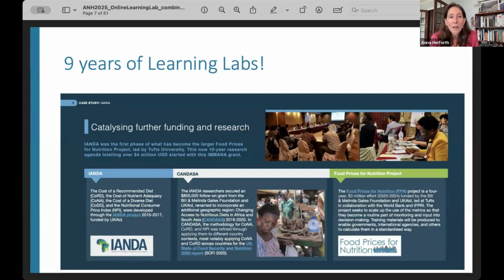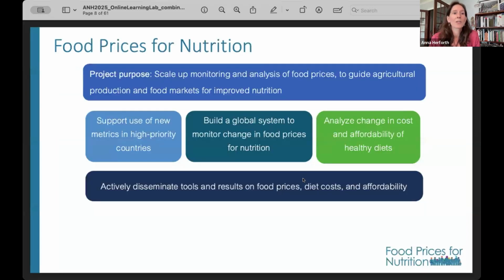From that grew a next phase, another grant of Kandasa, which added South Asia. And then from that grew into this final phase of the project where we are now in food prices for nutrition, where we've been really focusing on mainstreaming the methods for looking at cost and affordability of healthy diets globally and supporting country work to be able to use these indicators.